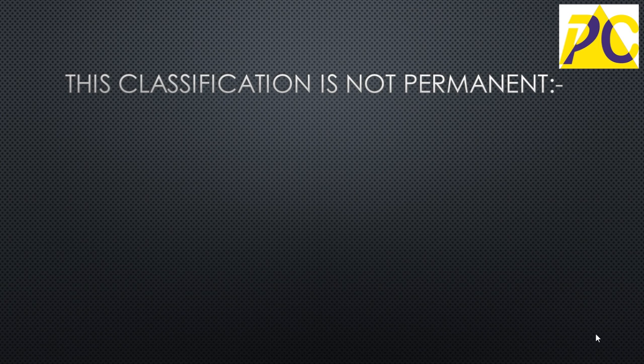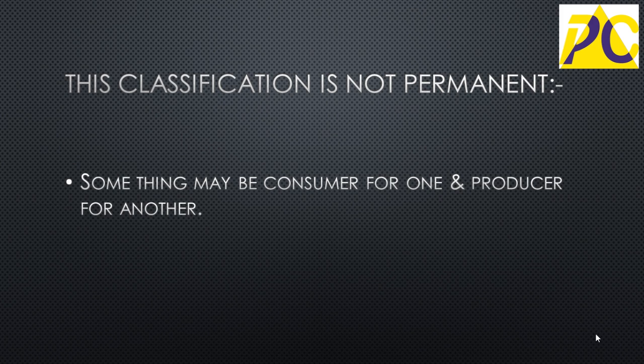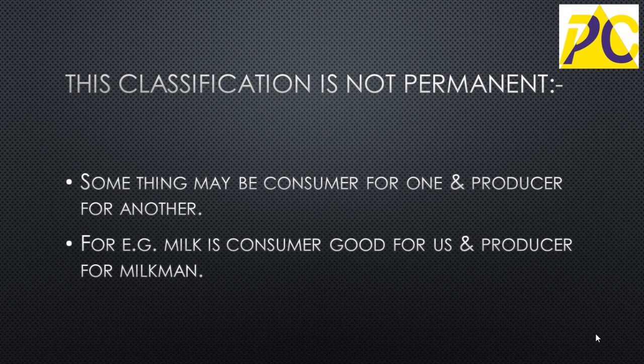However, this classification is also not permanent. Let us see in detail why. Because something may be consumer goods for one but producer goods for another. How? An example will make this more clear. We consume milk, therefore milk is a consumer good. Moreover, when it is used by a producer, he earns profit. Therefore, milk is a consumer good for us and a producer good for the milkman.